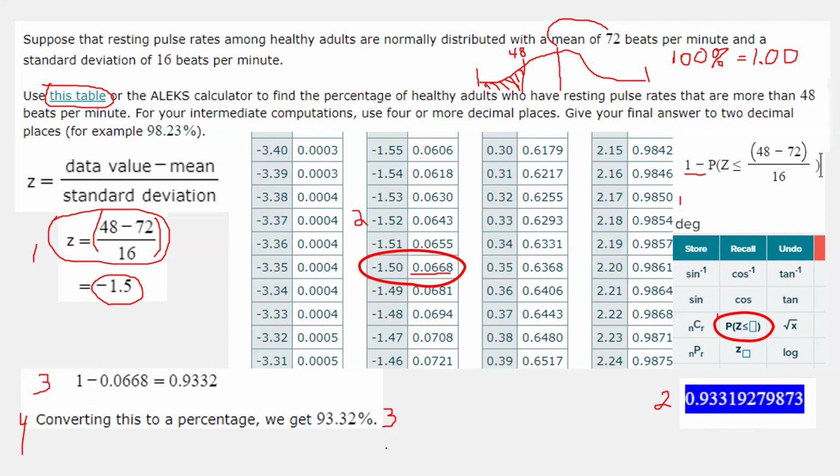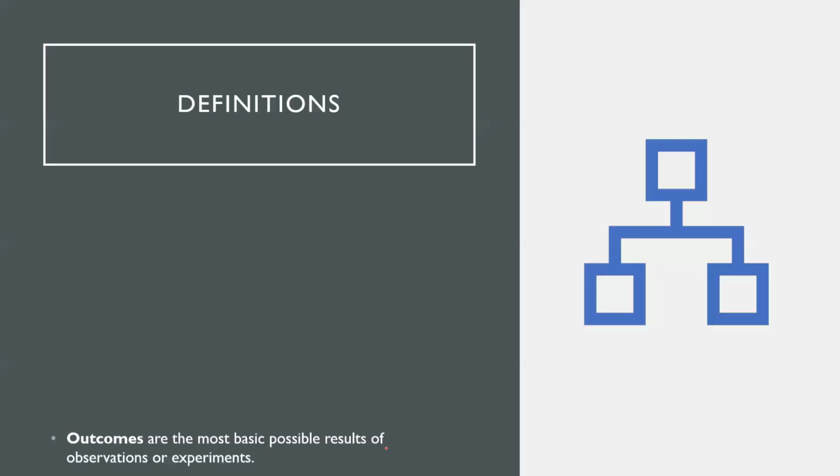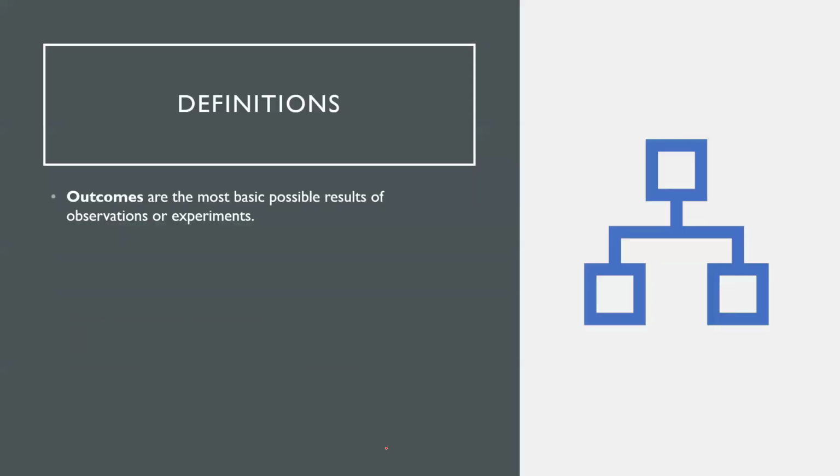So this is one of the things I wanted to cover, but we're going to continue this talk about probability, and we're going to continue this process. So let's talk about some definitions. First, outcomes are the most basic possible result of an observation or experiment. This could be something like, if I'm flipping a coin, I get either heads or tails. So my outcomes are heads, tails.